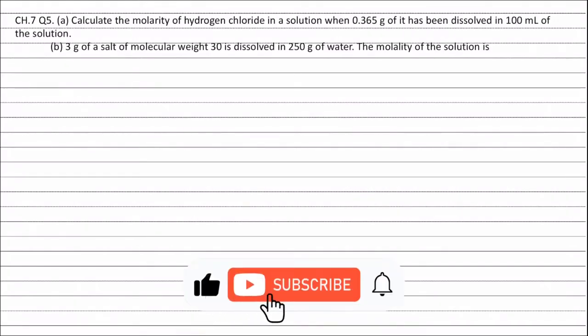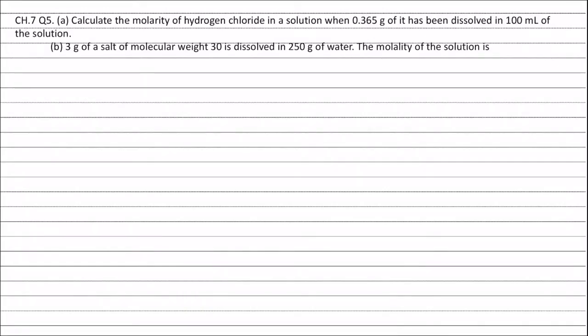Question 5, A part. Calculate the molarity of hydrogen chloride in a solution when 0.365 gram of it has been dissolved in 100 milliliters of the solution. B part. 3 gram of a salt of molecular weight 30 is dissolved in 250 gram of water. The molality of the solution is.